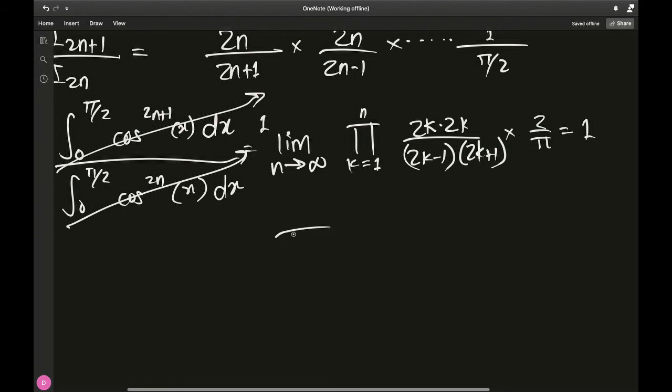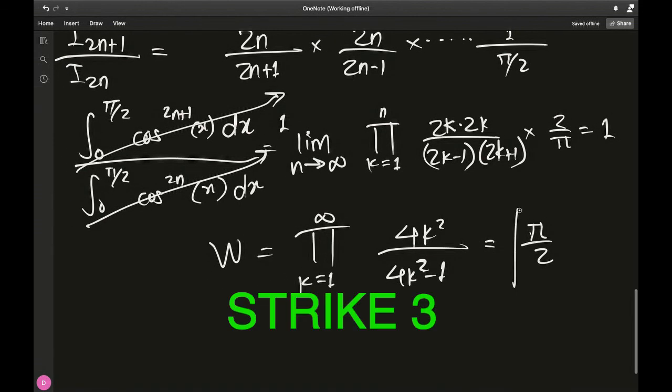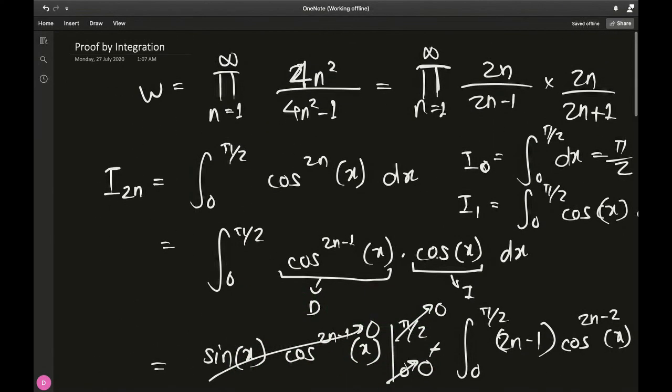We have now the product from k equals 1 to infinity, applying the limit, of 4k squared over 4k squared minus 1, multiplying the brackets. Taking the 2 over pi on that side, we have pi over 2, and that indeed is our Wallis product. So this is another neat method of proving the Wallis product.